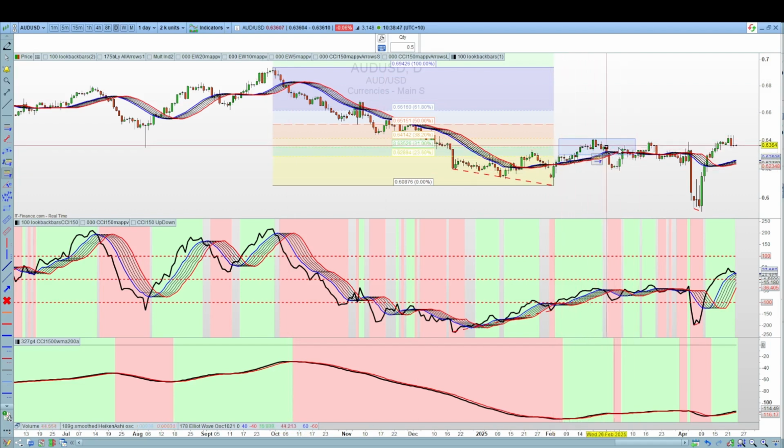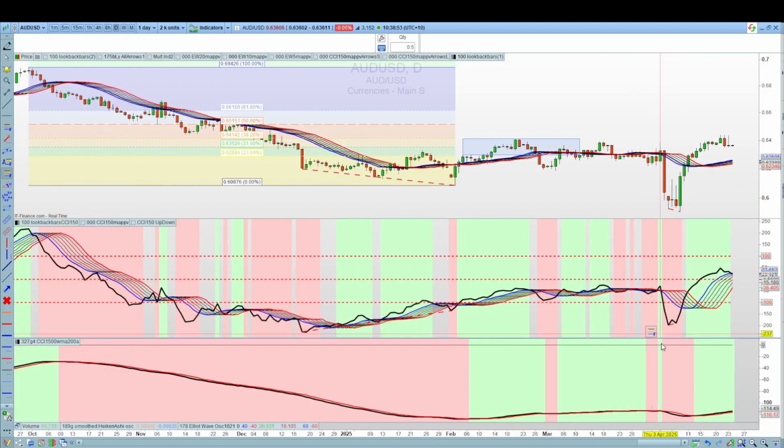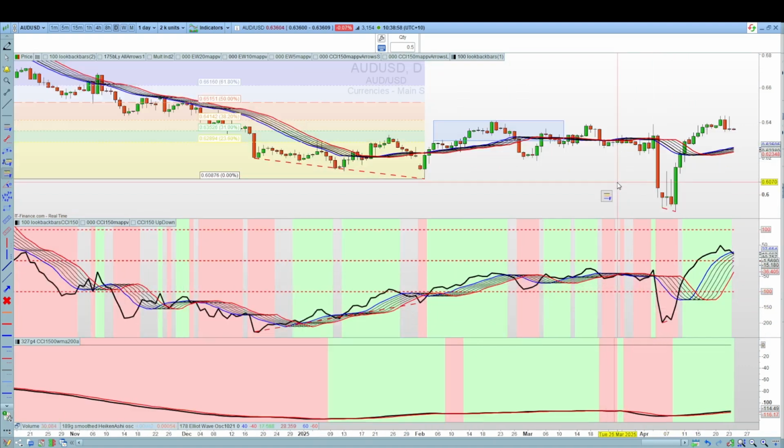You can see there it fluctuated in there for a while, pretty much went sideways, and it finally broke to the downside. And what we've got now more recently is this bearish momentum that broke down.